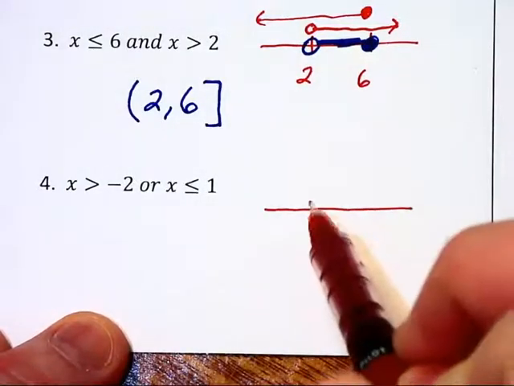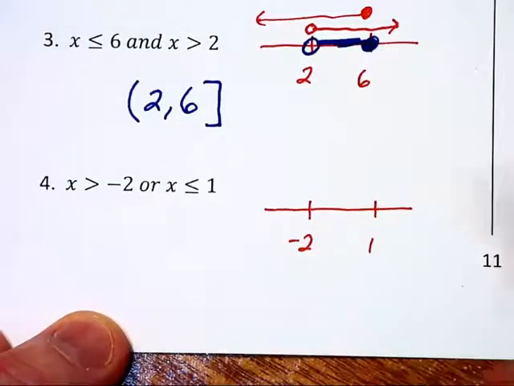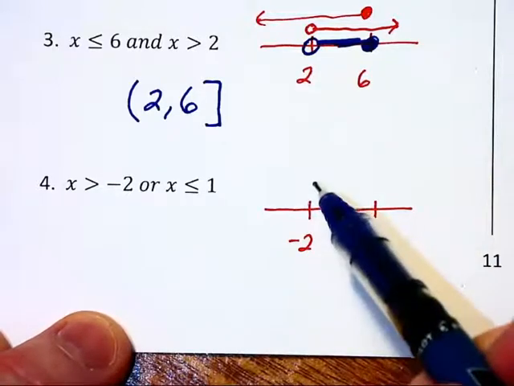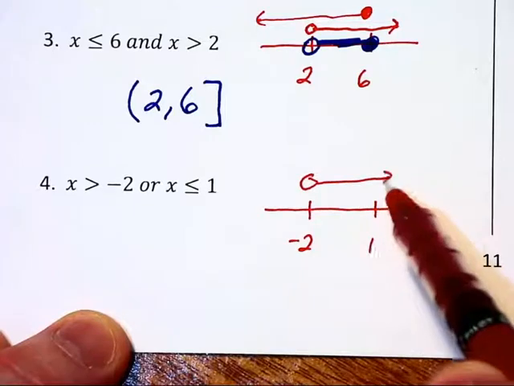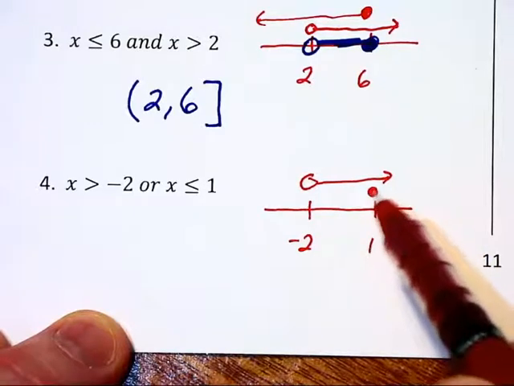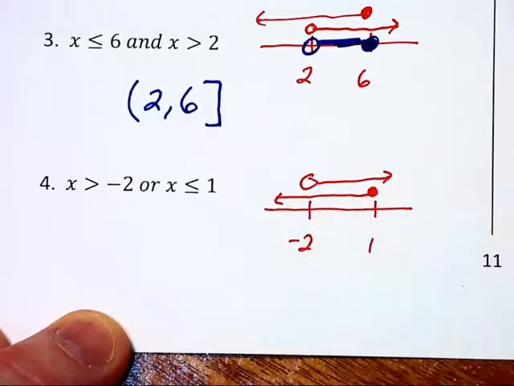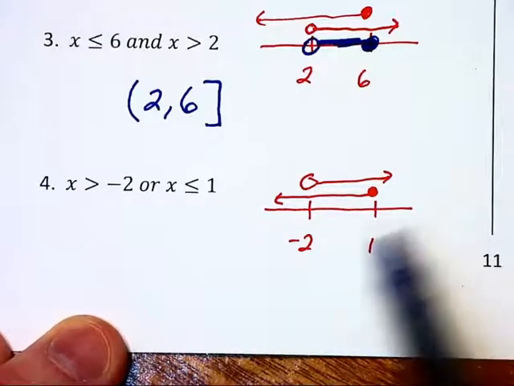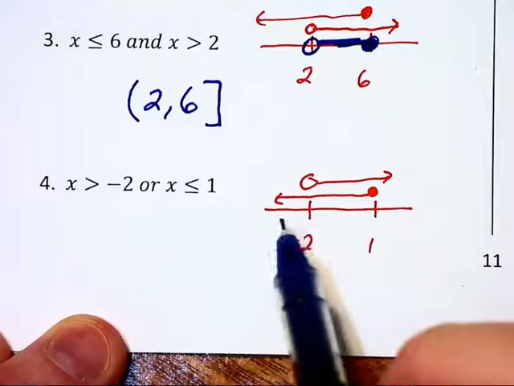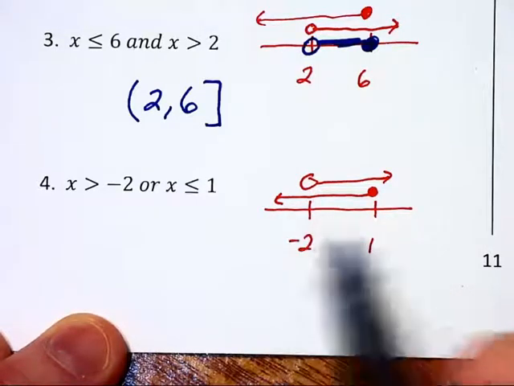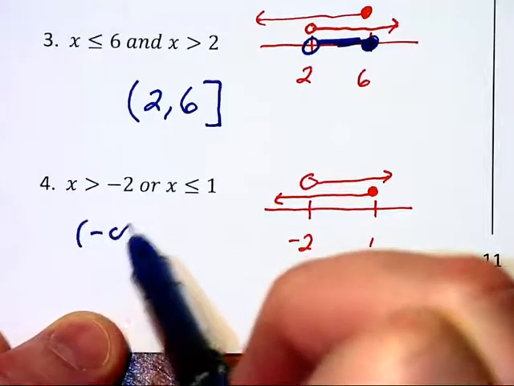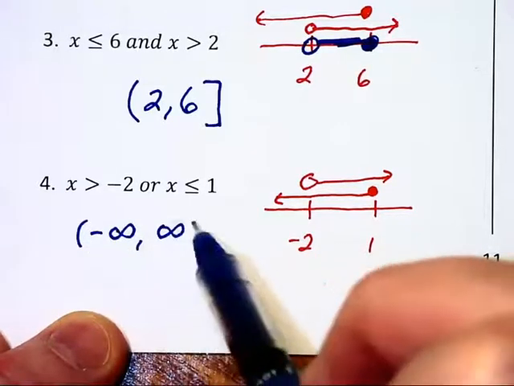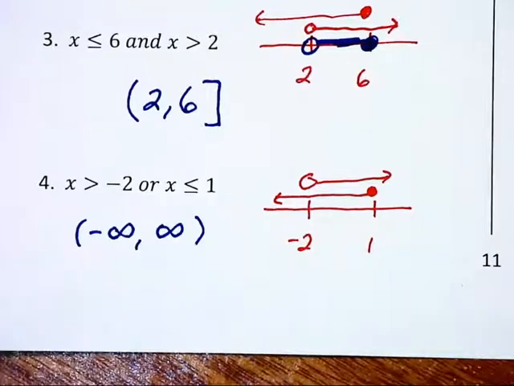Key numbers in the next problem are negative 2 and 1. X greater than negative 2, let me do that in red. Open circle to the right. Next one, solid circle to the left. What numbers are on one graph or the other? This time we're dealing with the uniting of the two sets, the union, and basically all values are covered, so we will have all real numbers as our solution set for this fourth problem.